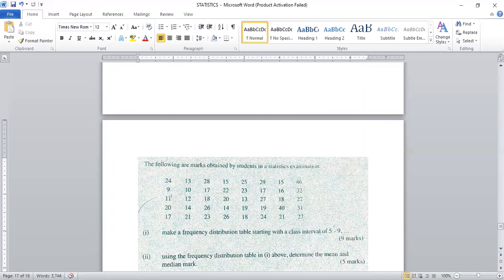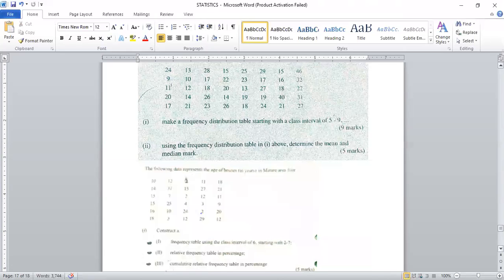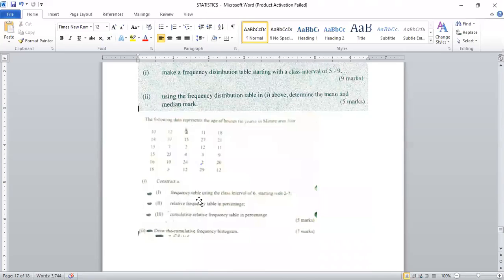But if you check our second question here, let me just read it for you since it's not visible. I will try to come up with a clear photo. The question says: construct a frequency table using a class interval of 6, starting with 2 to 7. So what does that mean? We have a class interval of 6, and we have been given our first class, 2 to 7.